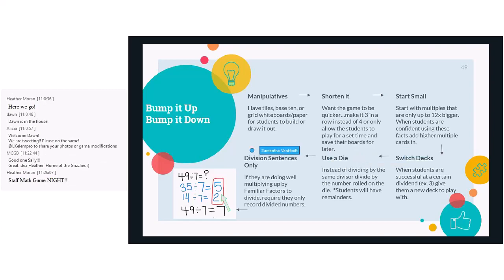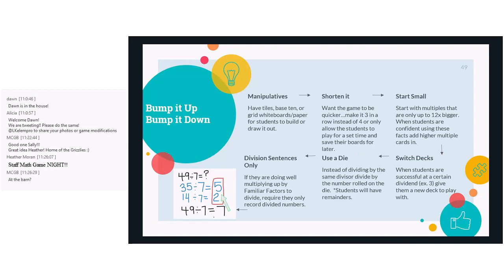Finally, you could change the game by requiring students to only record with a division sentence, as seen in this example. Another one that I'm thinking of is instead of using the multiples decks, they could just use cards. Right? So if you're getting to a point where you want your students dividing, we want to have the dividend as 3 digits and then divide by 1. So you could just draw 3 cards using the numbers 1 to 9. Yep, and have your remainders.